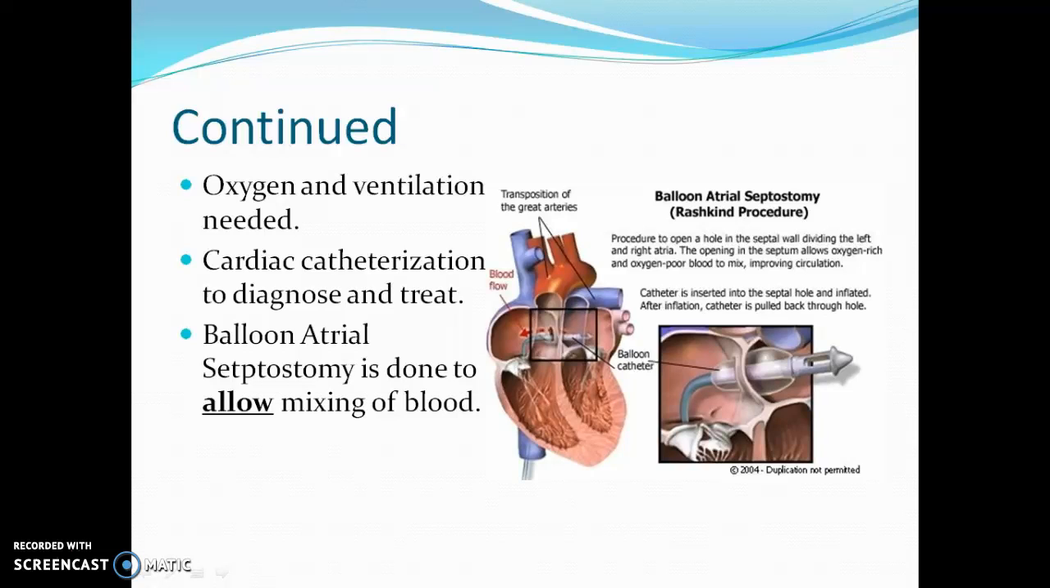There's a special balloon catheter that is used to create an opening in the atrial septum, and that catheter is guided through the foramen ovale and into the left atrium. The balloon is then inflated and pulled back through the hole into the right atrium, and this basically allows blood to mix between the atria. So we do the catheterization, we find out where the problem is, and then we can use this atrial septostomy procedure to inflate this balloon, creating an opening allowing the blood to mix.